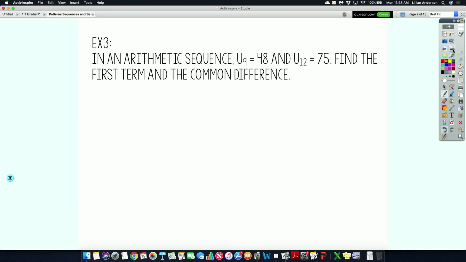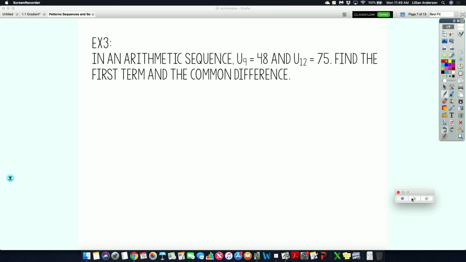Take it up a notch. Get this one. Okay. This one is an arithmetic sequence. U sub 9 is 48 and U sub 12 is 75. We need to find the first term and the common difference. But I don't have two neighboring terms beside each other to do this.